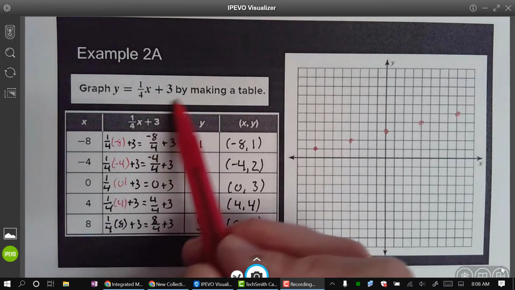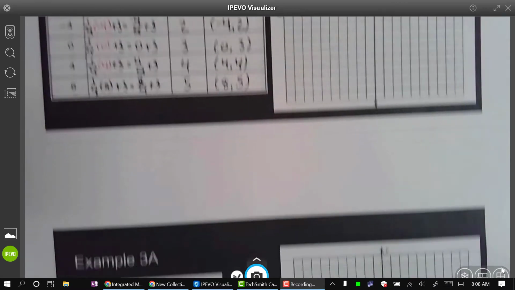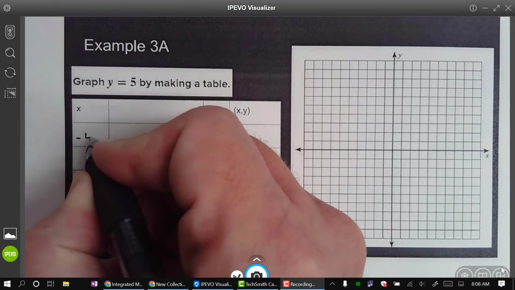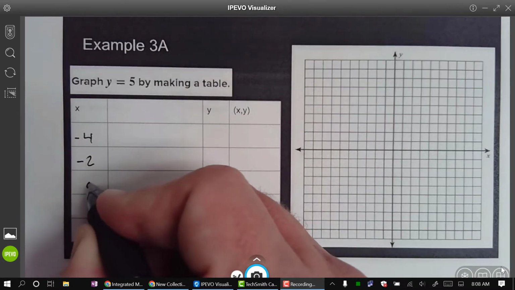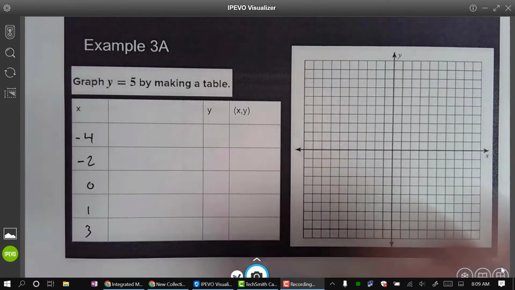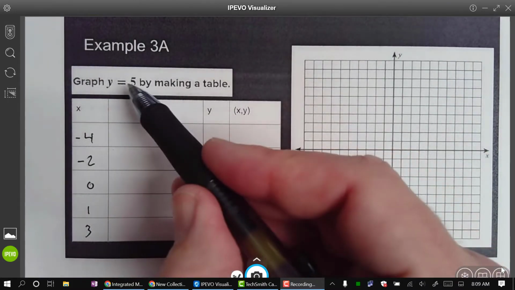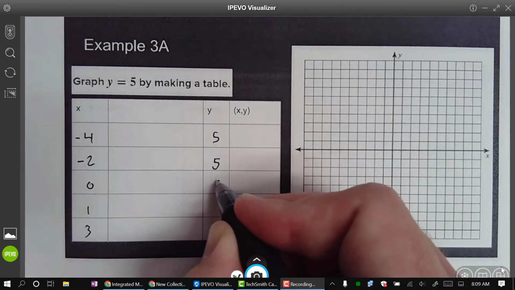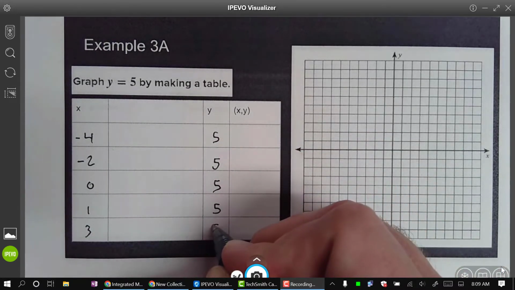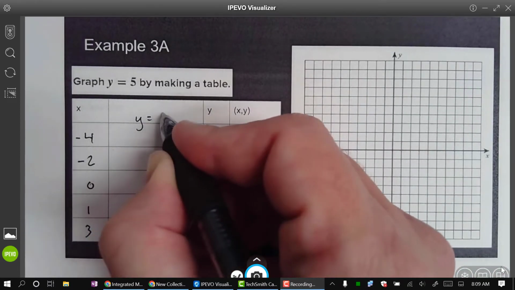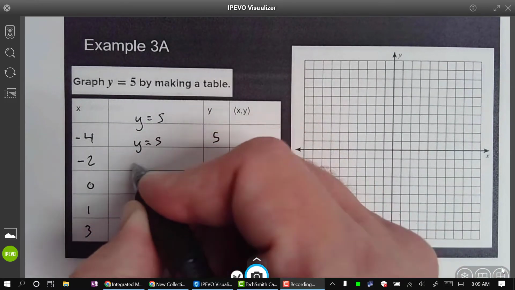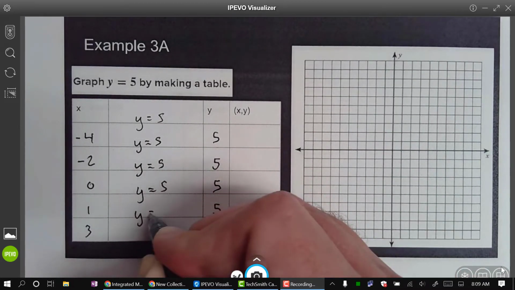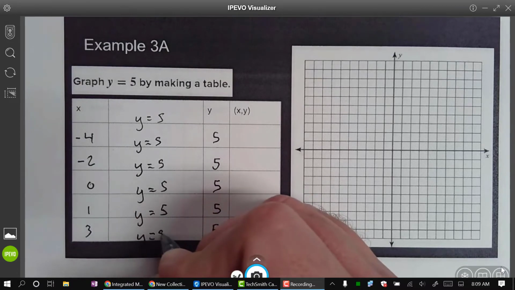Now, what happens if it doesn't look like this? Say it looks something like this. Well, I can try some different x values. I can try negative 4, negative 2, 0, 1, and 3. And when I put those in here, I just keep getting the same thing. Y is 5, y is 5, y is 5, because this just tells me y equals 5. So it doesn't matter what x values I pick, my y value is always going to be 5.